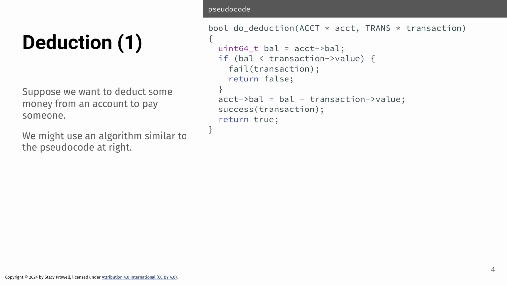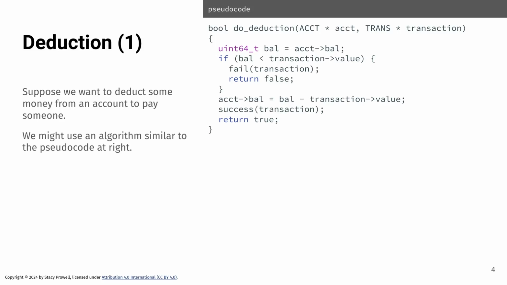We then check to see if the balance is less than the amount you want to deduct. If so, that's bad. You would be overdrawing your account. We don't allow that, so we fail the transaction and return false. Otherwise, we subtract the transaction value from your balance and set that as the new balance. We succeed the transaction and we return true. Failing a transaction, succeeding a transaction, this is something that shows up. It's basically where you're notifying the other party of the result of the transaction so they can keep track of what's going on.